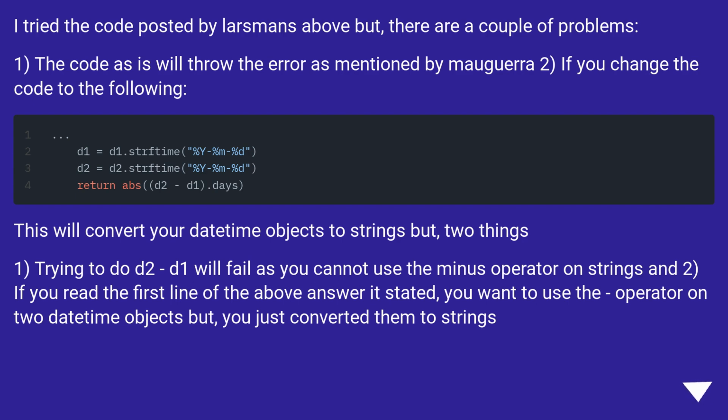This will convert your datetime objects to strings, but two things. 1. Trying to do D2 minus D1 will fail as you cannot use the minus operator on strings, and 2. If you read the first line of the above answer, it's stated you want to use the operator on 2 datetime objects, but you just converted them to strings.